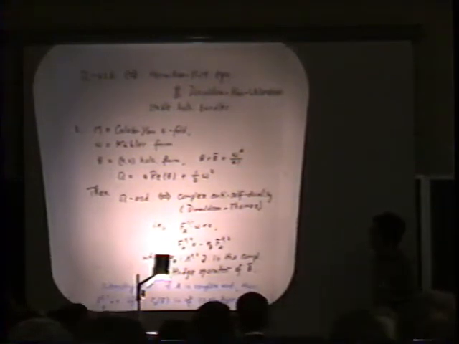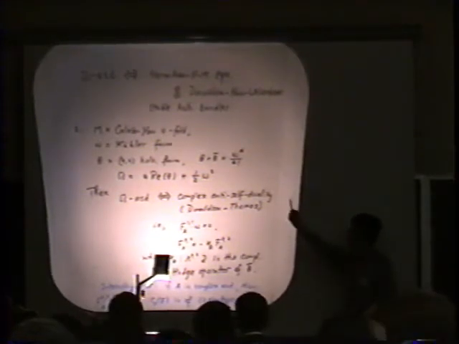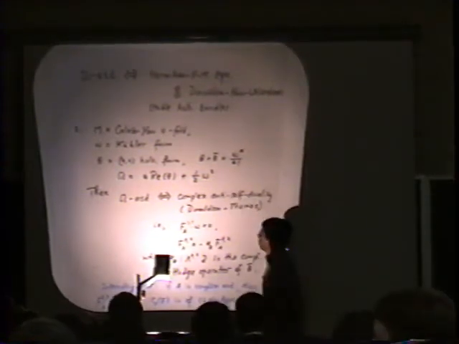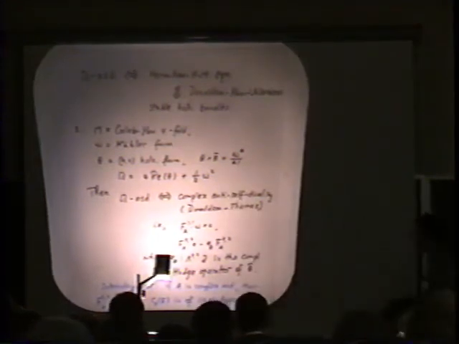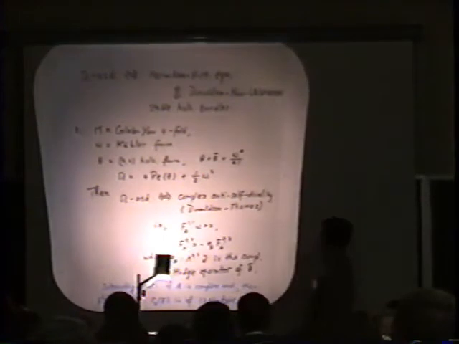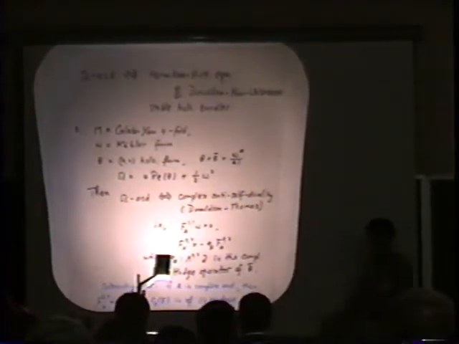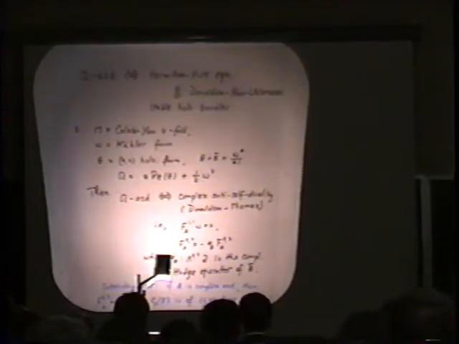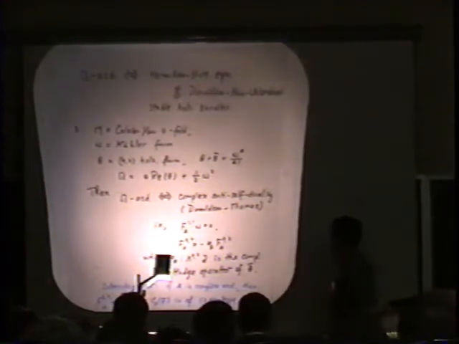So let me normalize this so that you have that identity over here. Now I take this particular form. Then omega squared will give you the so-called complex anti-self-duality equation, which was discussed before by those people. More precisely, the equation is given like this.